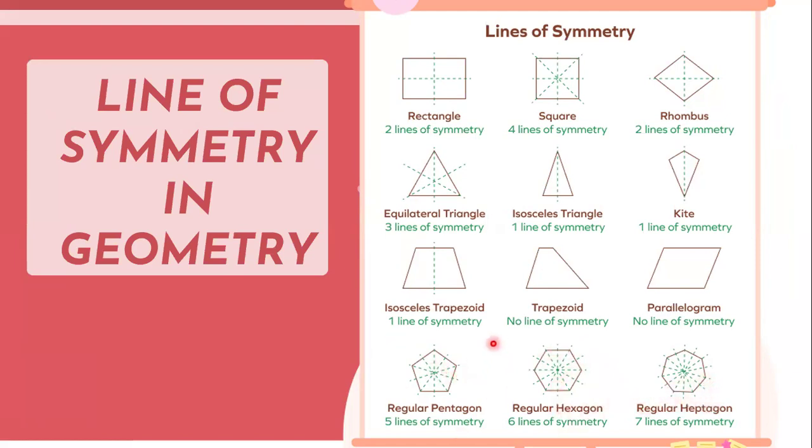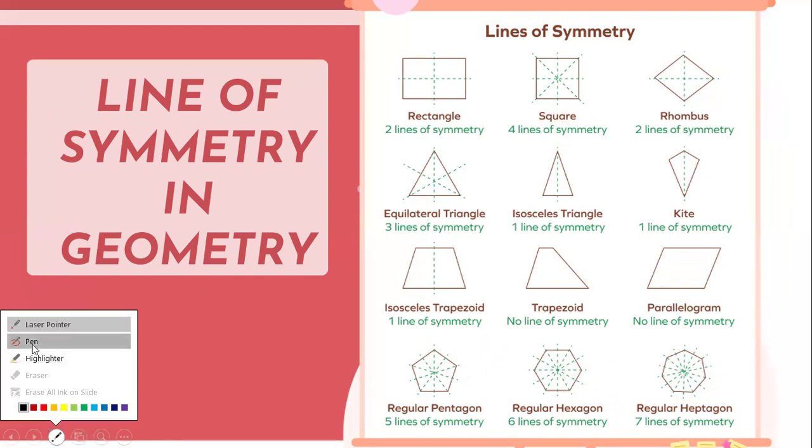So in a regular shape, the number of sides defines how many lines of symmetry there will be. Like an equilateral triangle, it is a regular triangle, right? In a triangle, there are 3 sides. So here it will be 3 lines of symmetry. Square, a regular quadrilateral. Here you will have 4 lines of symmetry. What do you mean by regular? Regular means equal sides.